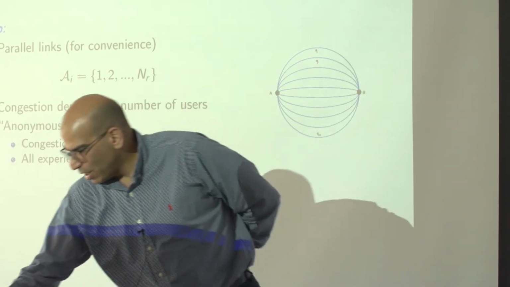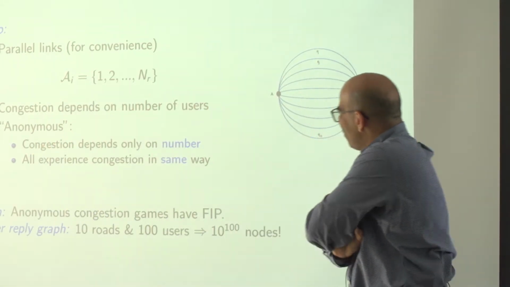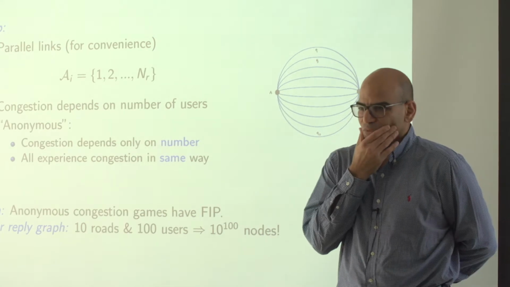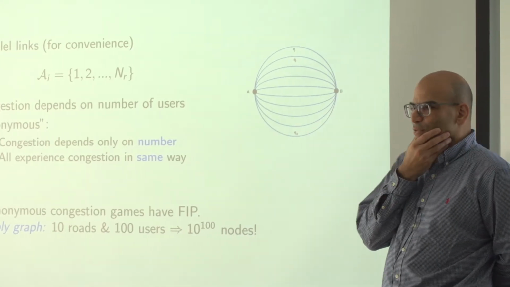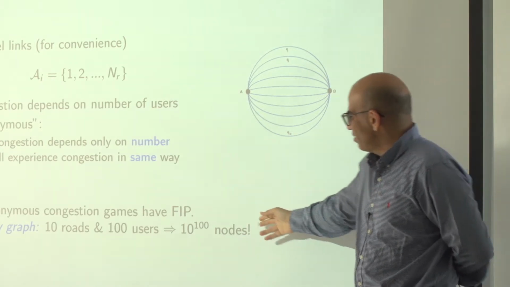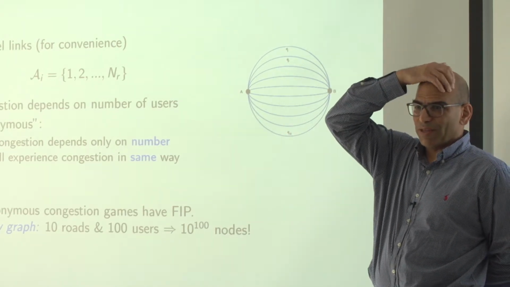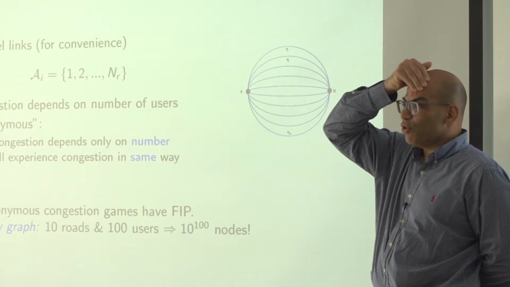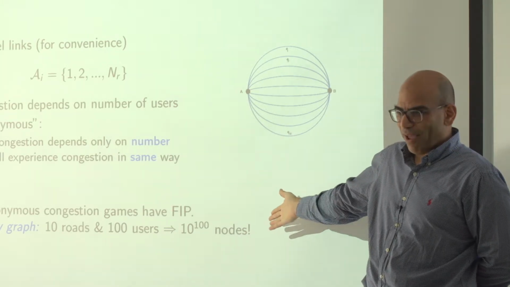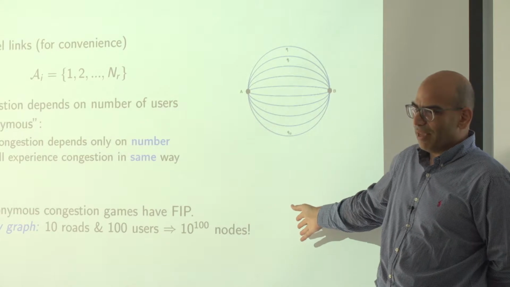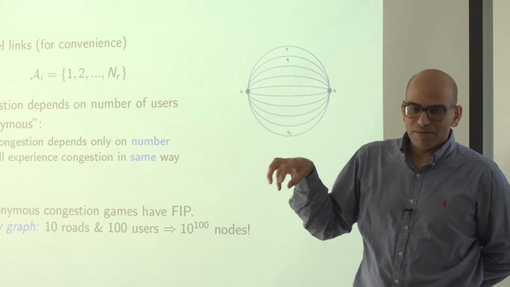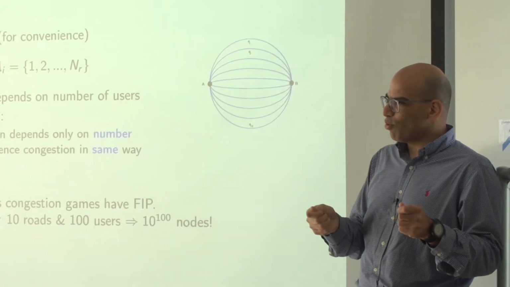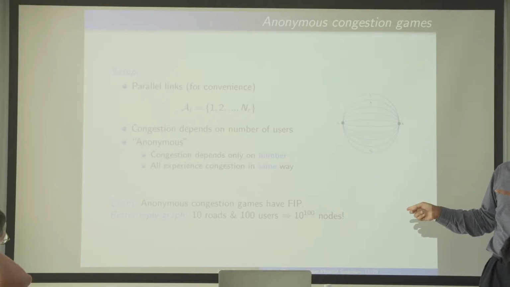Now this is an anonymous congestion game, and let's see how many configurations there are. Suppose we have 10 roads and 100 users. Okay, how many different configurations are there? There's going to be 10 to the 100 different configurations. There's no way we're building the better reply graph for this game. So can we find a proxy, a certificate that this game has the better reply property, the finite improvement property, even though we can't build the graph, okay?